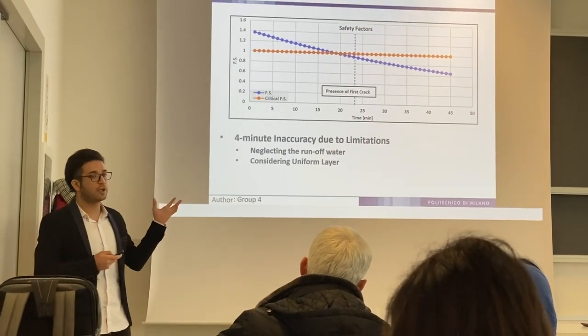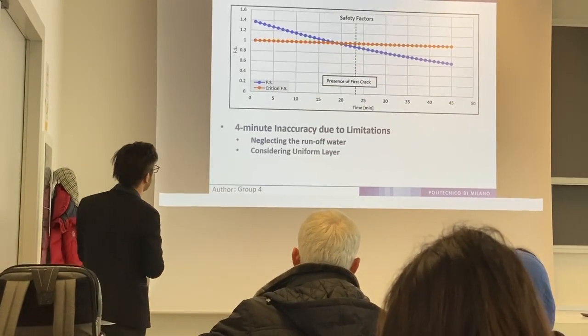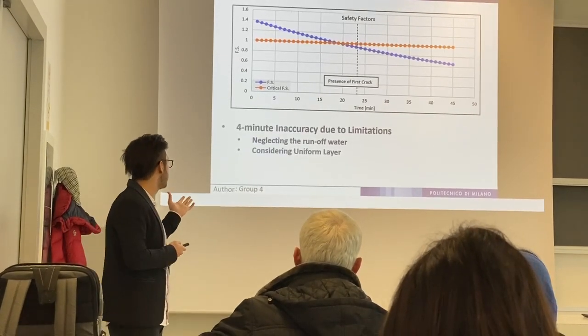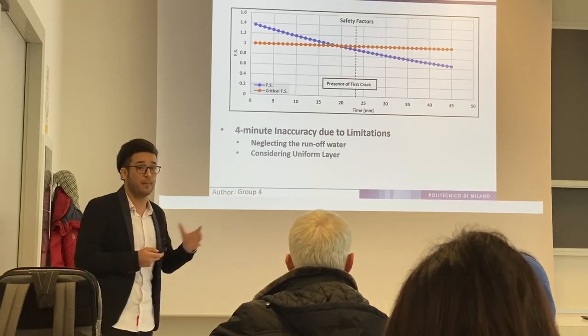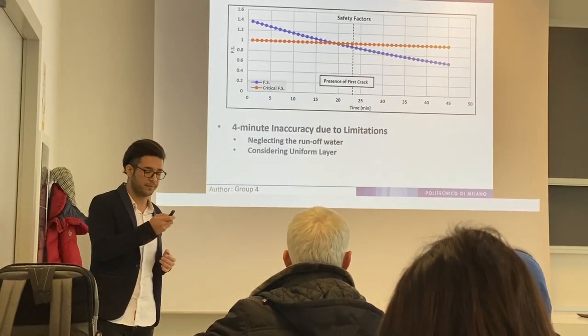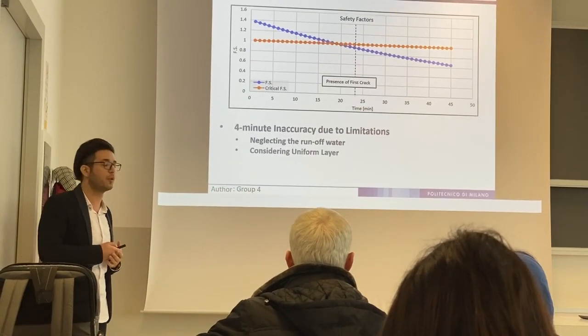As I said, there are two limitations in the SLIP model. One of them is neglecting the runoff water. In the SLIP model, we assume all of the water infiltrates. And the other one is considering a uniform layer. But in our experiment, we have two different layers. The top layer was not compacted. We have tried to tackle these two limitations of the SLIP model.